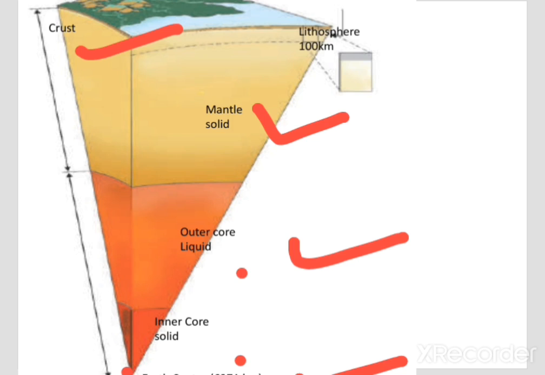Look at here, between the earth's crust and the mantle, there is a layer of lithosphere. It is approximately 100 kilometer. It is a combination of crust and mantle. One more thing: the dotted portion here is the upper mantle. This one is a crust, this one is an upper mantle, and between the upper mantle and crust is a layer of lithosphere, about 100 kilometer.